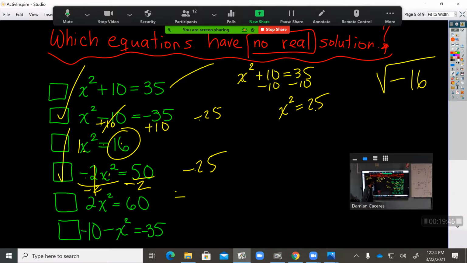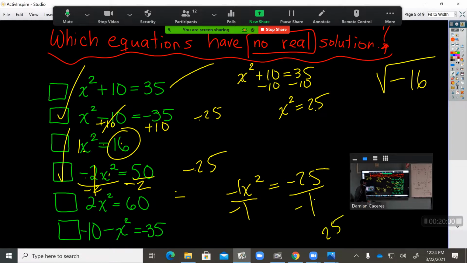And on the last one, it ends up giving you negative x squared equals negative 25. But that's not done. There's a negative 1 coefficient. So when you divide both sides by negative 1, it becomes positive 25. So you cannot check that box. The only boxes that can be checked are the second and fourth box because they're the ones that end up with a negative on the right side. Any questions on that?